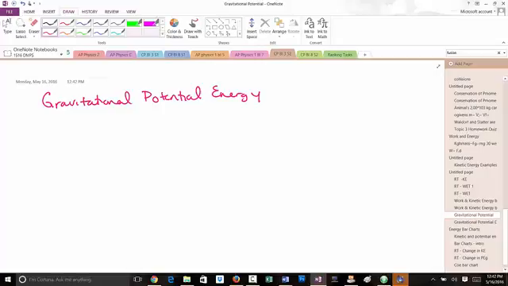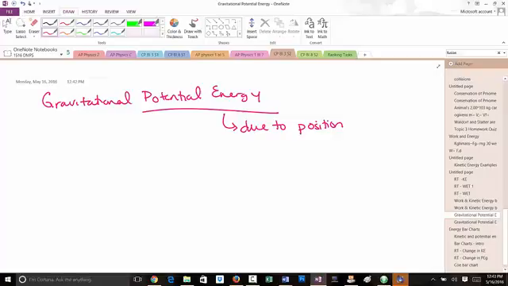Gravitational potential energy. We said potential energy was the energy that's stored, right? Another way to talk about energy is energy due to position. Energy due to position, dealing with gravity, okay? We have talked about gravitational potential energy, you just didn't realize it before.